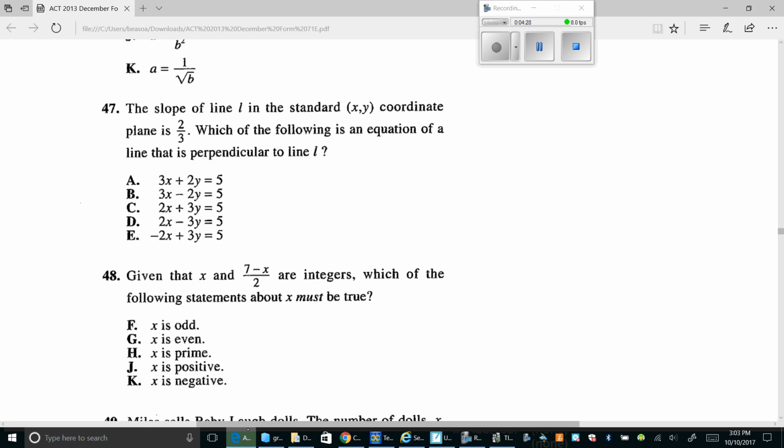My answer is going to have to be B. That's the only one that has a slope of -3/2.